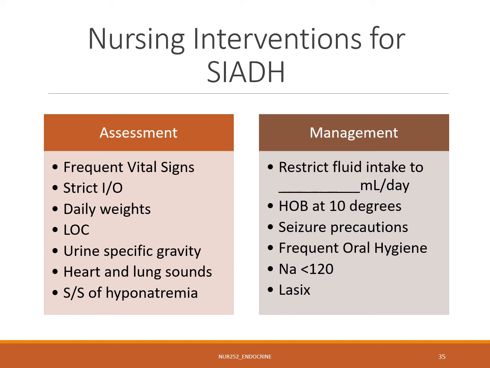Sodium less than 120 would require IV hypertonic saline solution. 3 to 5% may be administered, but must be done slowly to avoid increasing sodium too quickly. Lasix may be given, but only if serum sodium is at least 125. If used, electrolyte replacements may be needed, such as potassium, calcium, and magnesium. If severe hyponatremia, their fluid restriction would be 500 milliliters per 24 hours. So with our SIADH, we're going to restrict fluid intake with these types of patients.